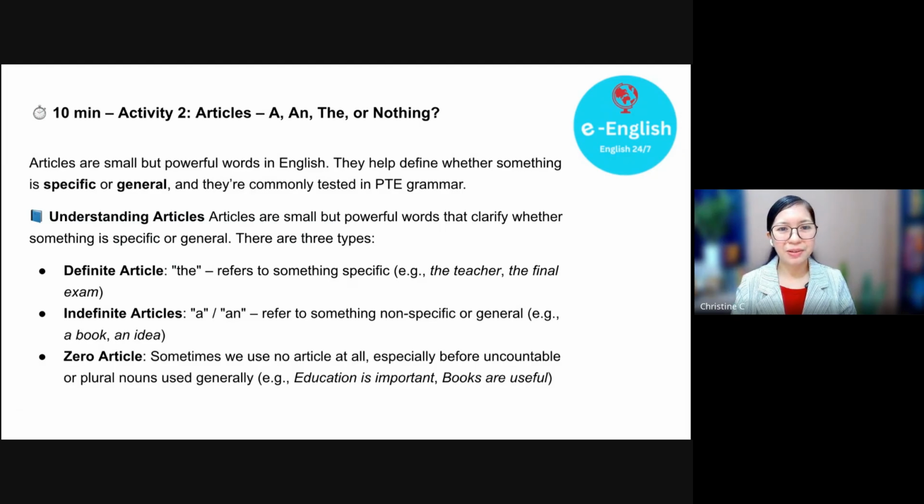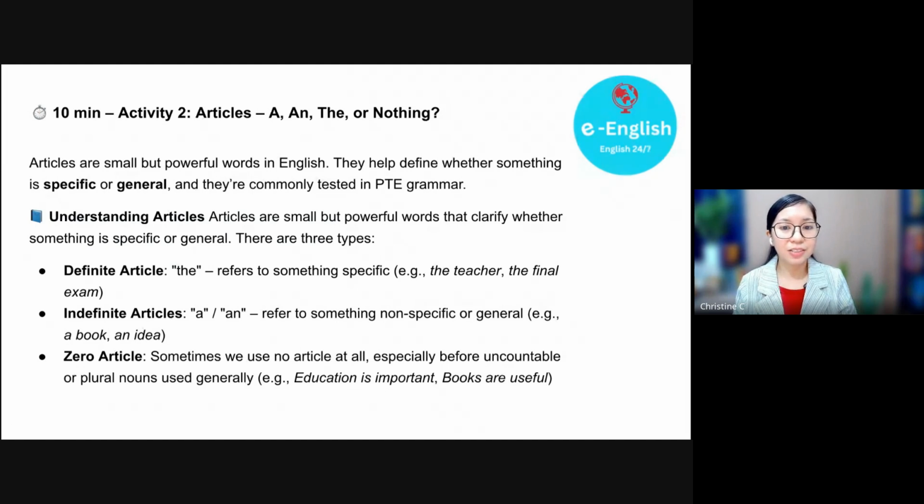We are talking about articles. When do we use the article the or the? So we're talking when we're talking about something specific, when you're talking about something in particular.